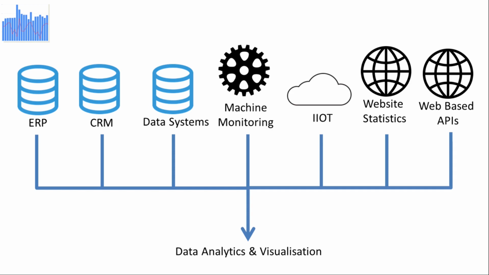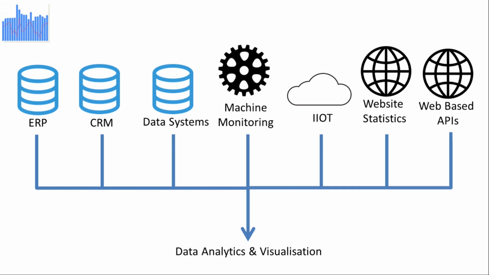You may have any other number of data systems storing information about your business, such as an MRP, MES, etc. Machine monitoring automatically tracks and records activities and performances of machines. IIoT, Industrial Internet of Things, could have any number of devices within your factory collecting information. We have a specific video on this topic. Or you may pull in website statistics from e-commerce sites or advertising. Or you could use web-based APIs. You might pull in data from an API for weather data in your area or traffic levels.